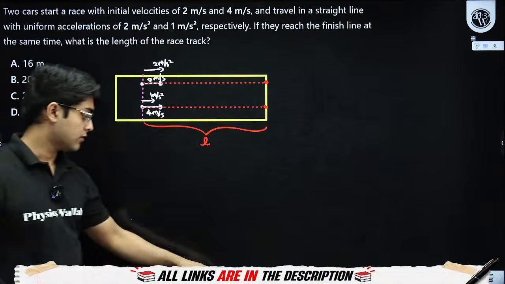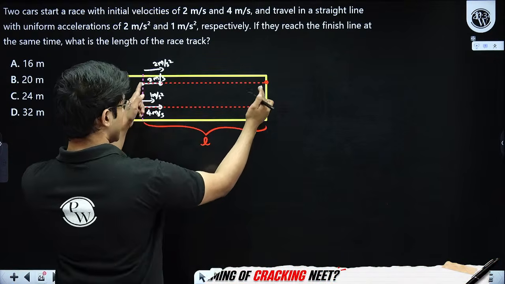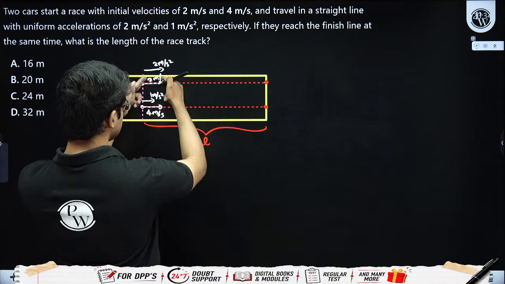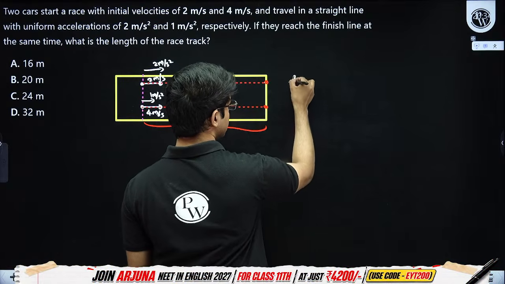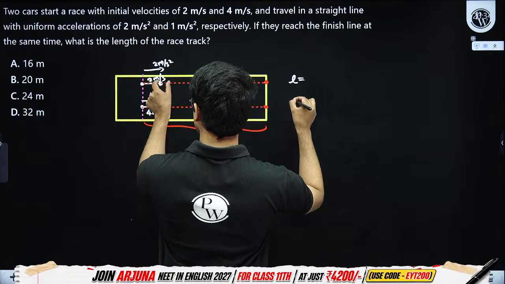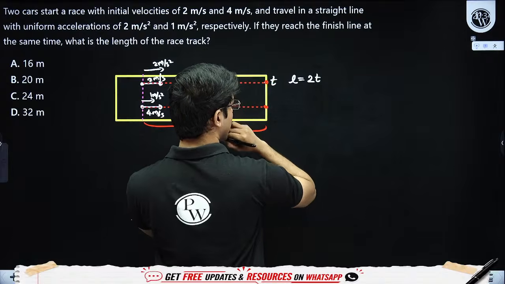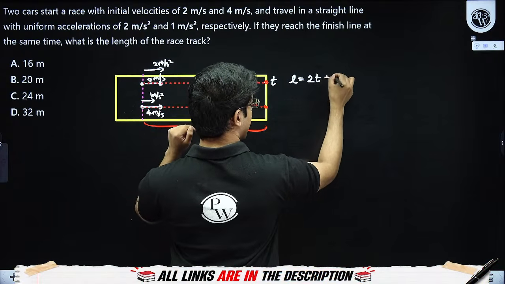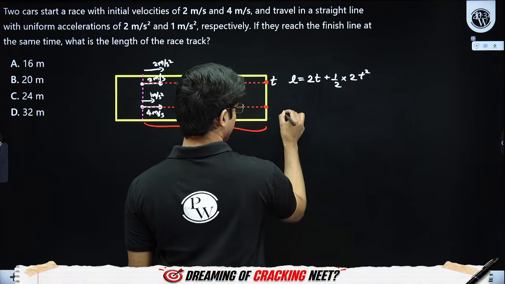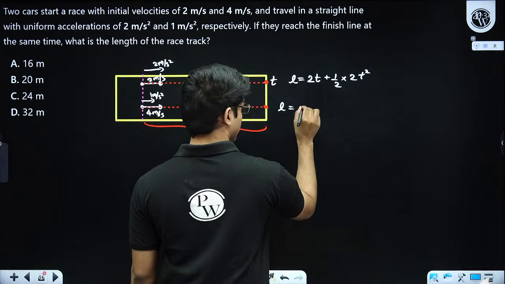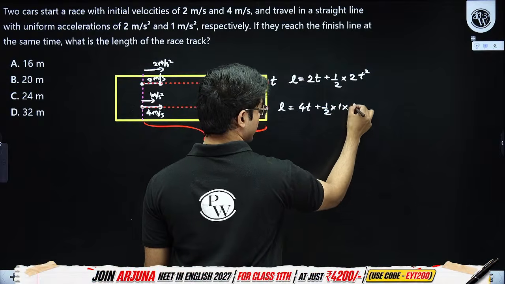All right, so let's begin. Here we know the displacement. The displacement is L. We know acceleration and initial velocity, so of course we will use the second equation. Displacement equals initial velocity, 2, into t, let's say it reaches the finish line after t seconds, plus half into acceleration into t square. This is the first guy's equation. Now for the second guy it will be 4t plus half acceleration into t square.